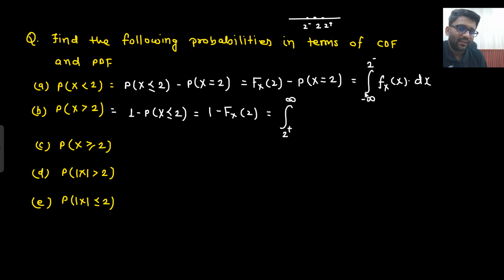This is your 2 minus. Here, why am I going from minus infinity to 2 minus? Because here 2 should not be included, so this 2 should not be coming into action. So I am going from minus infinity to 2 minus. And here 2 should not be included, so I will go from 2 plus to infinity. Is that clear to you?